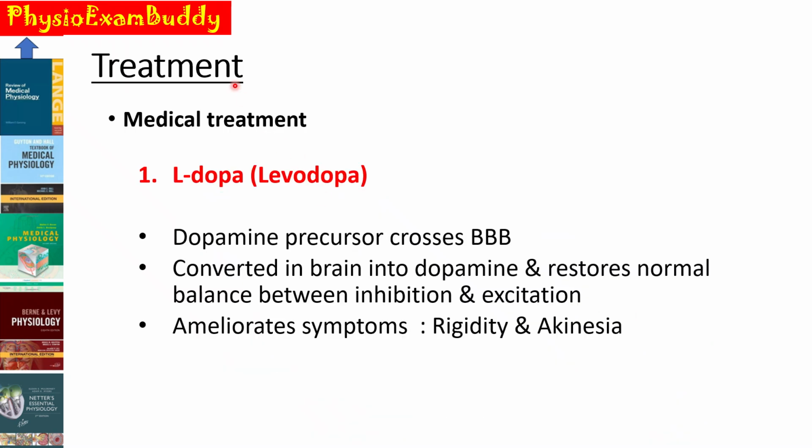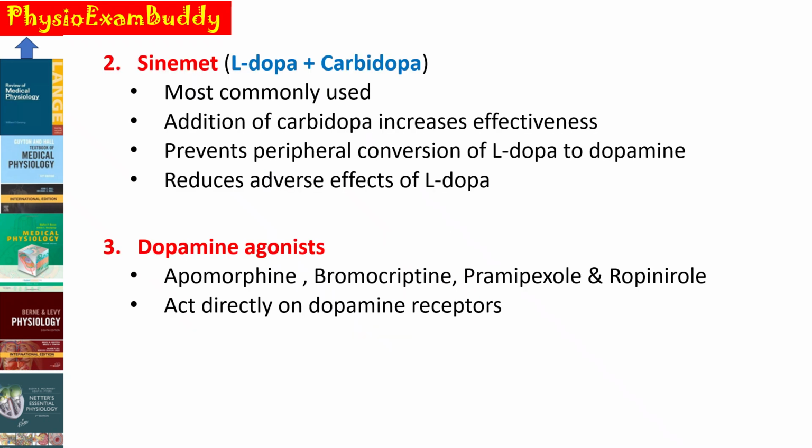Next, about the treatment of Parkinson's disease. It includes both medical treatment as well as surgical treatment. The medical treatment includes giving the drug L-DOPA or levodopa. This dopamine precursor crosses the blood-brain barrier and it is converted in the brain into dopamine, and it will restore the normal balance between the inhibition and excitation. And this mainly helps to ameliorate symptoms like rigidity as well as akinesia.